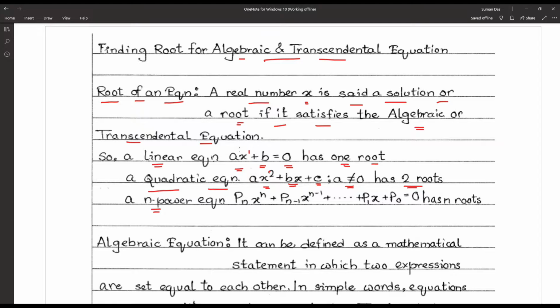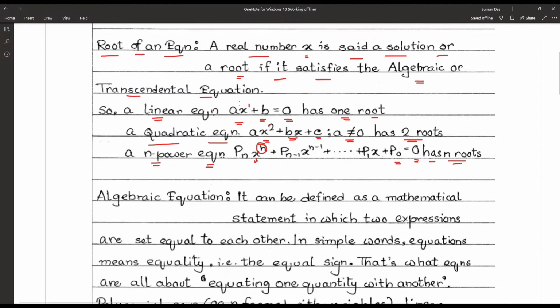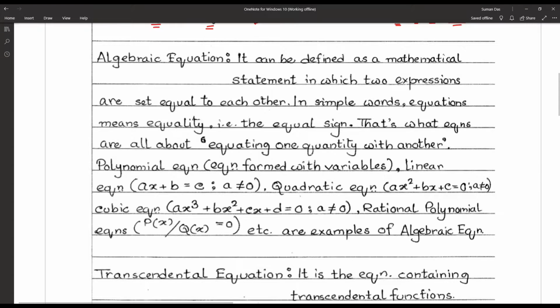An nth power equation, that means Pn x to the power n plus Pn minus 1 x to the power n minus 1 up to P0 is equal to 0, has n roots. Why? Because the variable x has the power n. So when we are talking about the root of an algebraic equation and the transcendental equation, what is the meaning of the algebraic equation?